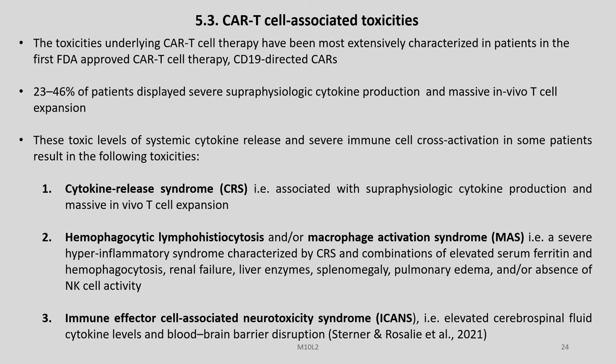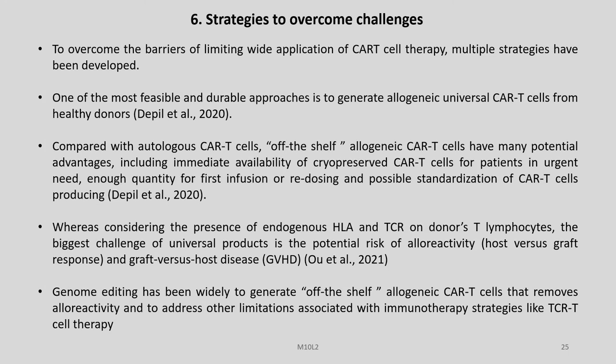Second, hemophagocytic lymphohistiocytosis and/or macrophage activation syndrome, that is a severe hyperinflammatory syndrome characterized by CRS and combinations of elevated serum ferritin and hemophagocytosis, renal failure, liver enzymes, splenomegaly, pulmonary edema and/or absence of NK cell activity. Third, immune effector cell associated neurotoxicity syndrome or ICANS, that is elevated cerebrospinal fluid cytokine levels and blood brain barrier disruption.